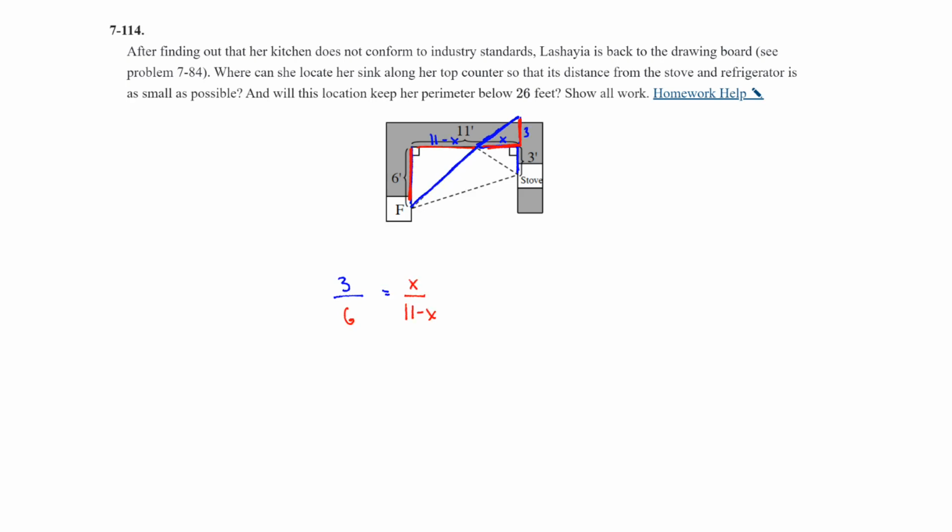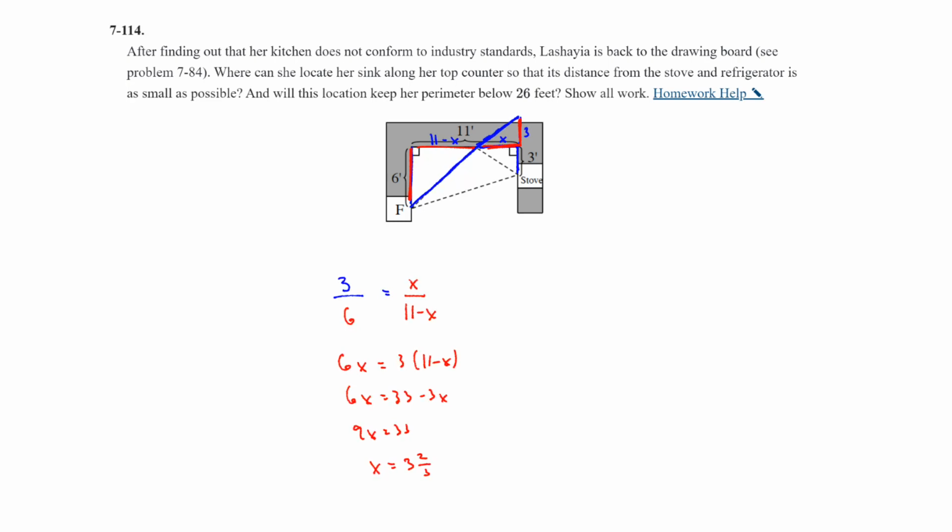And so when we set up a proportion, we can solve for the x value. So this will be 6x is equal to 3 times 11 minus x. We can go ahead and use the distributive property to get 33 minus 3x. And then we can add 3x and then divide by 9. So 33 divided by 9 is equal to 3.6 repeating, which is 3 2/3.